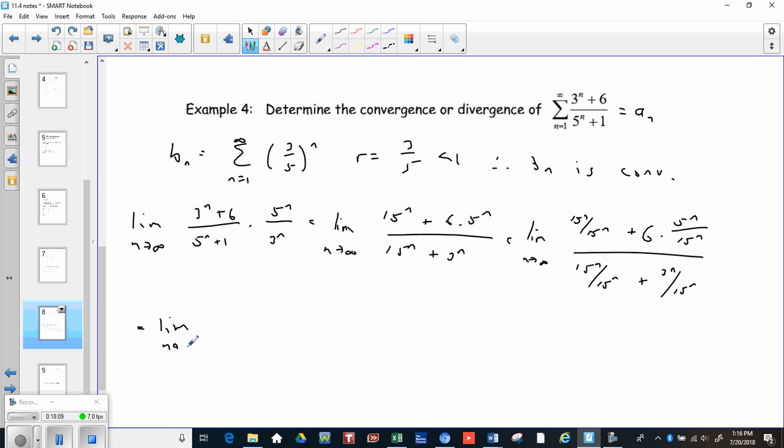Limit as n approaches infinity. 15 to the n over 15 to the n is 1. 5 to the n over 15 to the n simplifies to 1 over 3 to the n, so this becomes 6 over 3 to the n power, multiplying the 6 up there. 15 to the n over 15 to the n is 1. 3 to the n over 15 to the n becomes 1 over 5 to the n.